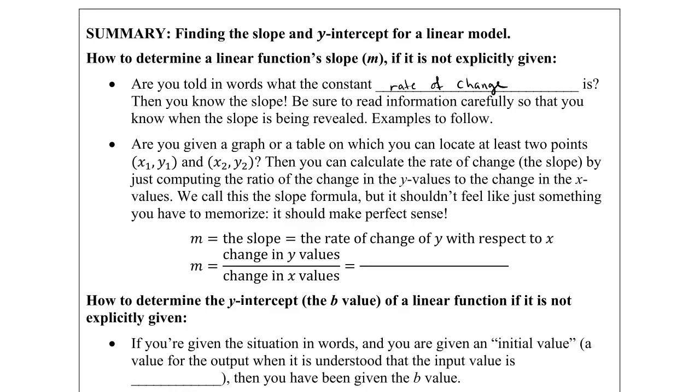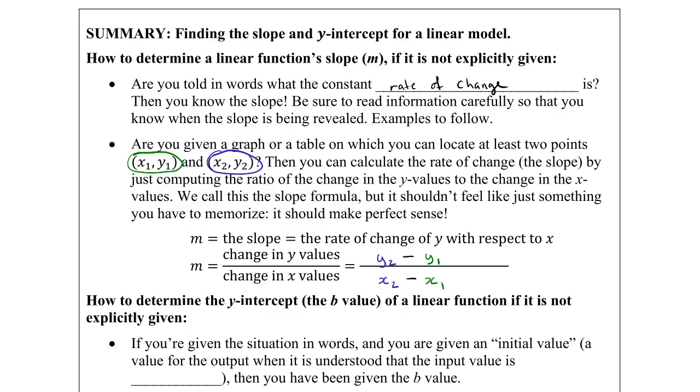Right? So the slope is the rate of change of y with respect to x. It's going to be the change in y over the change in x. If we're thinking of our pairs of values as x1, y1, so this is one pair of numbers, and x2, y2, so this is another pair of numbers. To find the change in y, we'll subtract the y's. And to find the change in x, we'll subtract the x's.